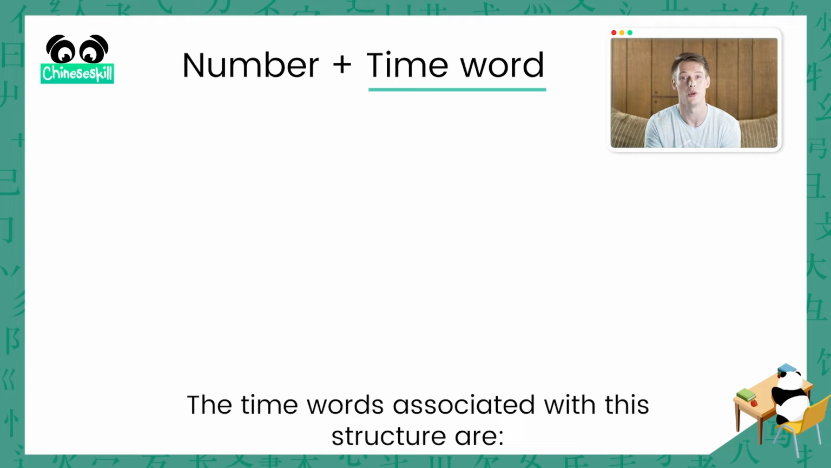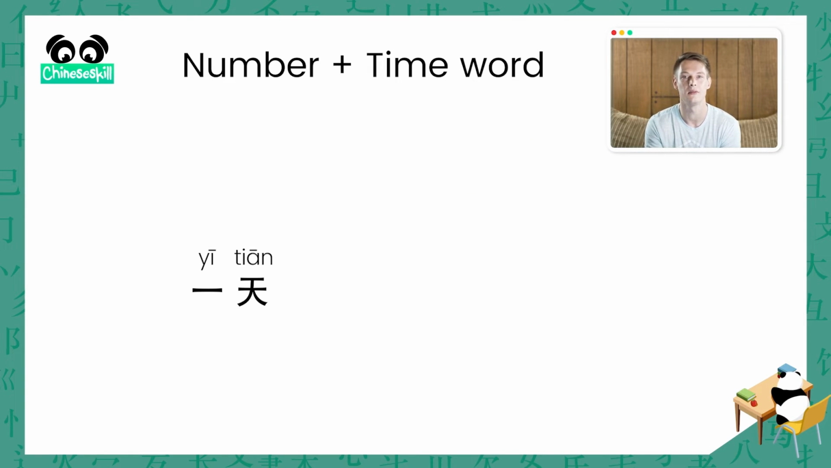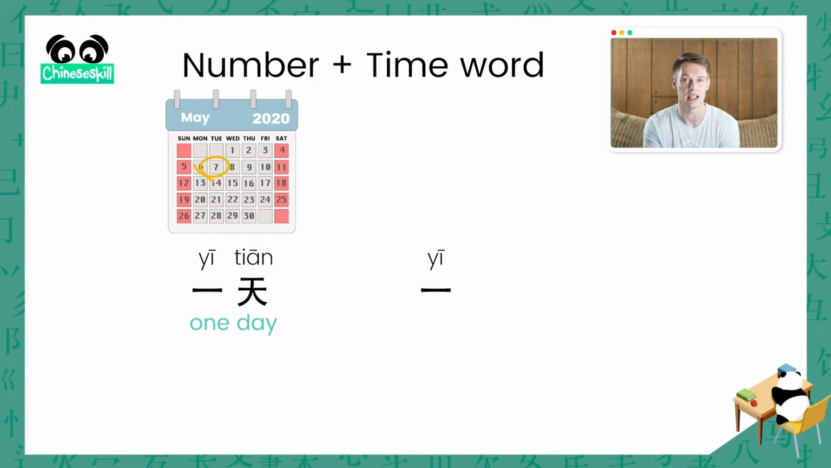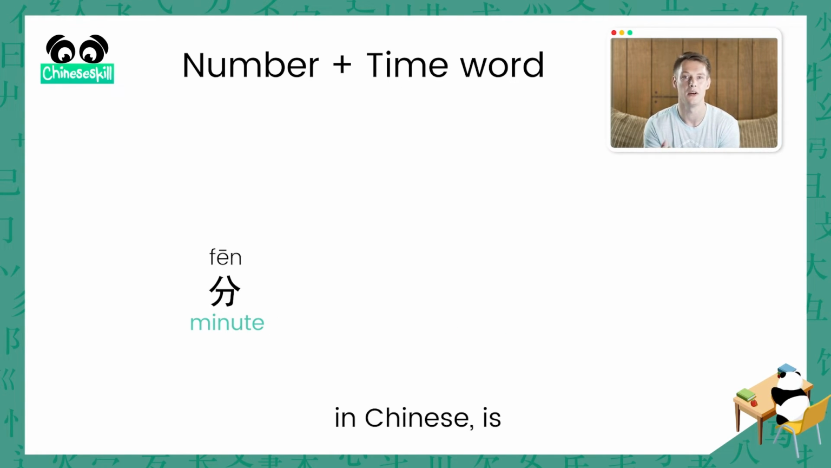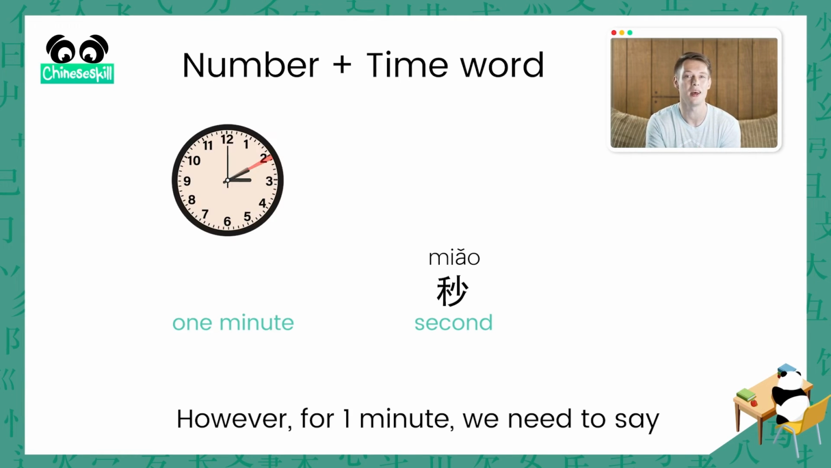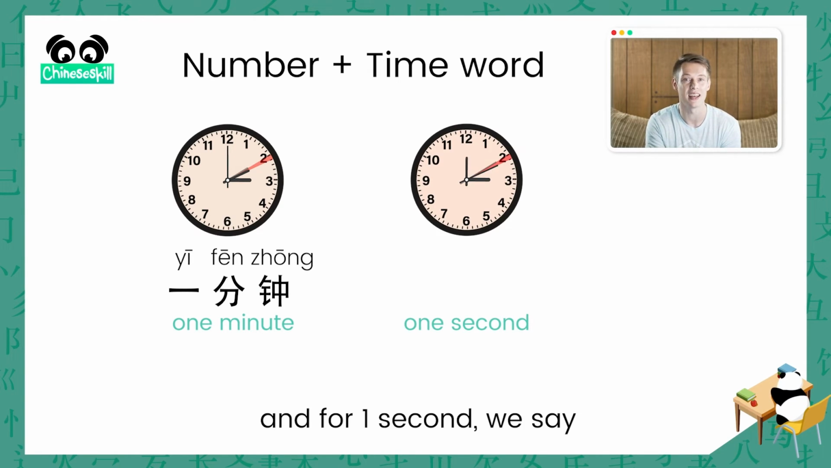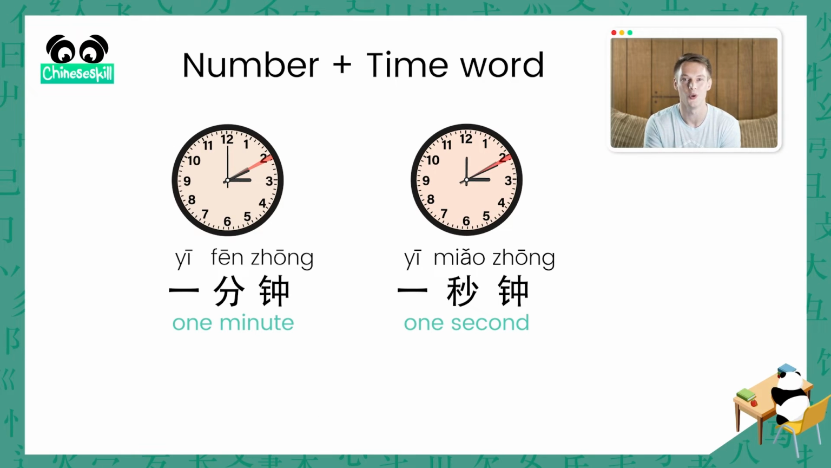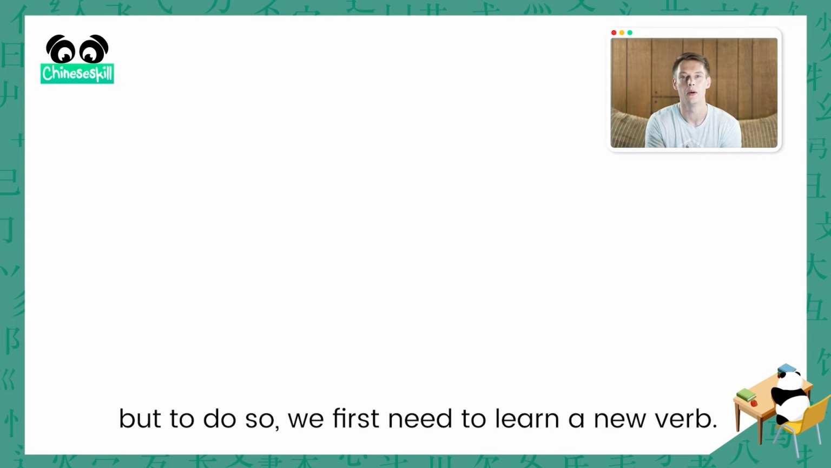The time words associated with this structure are day, year, second, and minute. 一天 means 1 day, and 一年 means 1 year. Minute in Chinese is 分, and second is 秒. However, for 1 minute, we need to say 一分钟, and for 1 second, we say 一秒钟. Now, I know that was a lot, so let's practice together real quick, but to do so, we first need to learn a new verb.